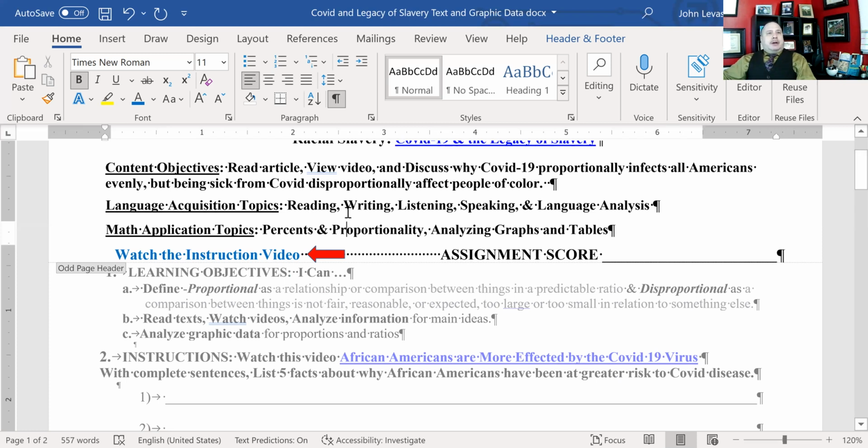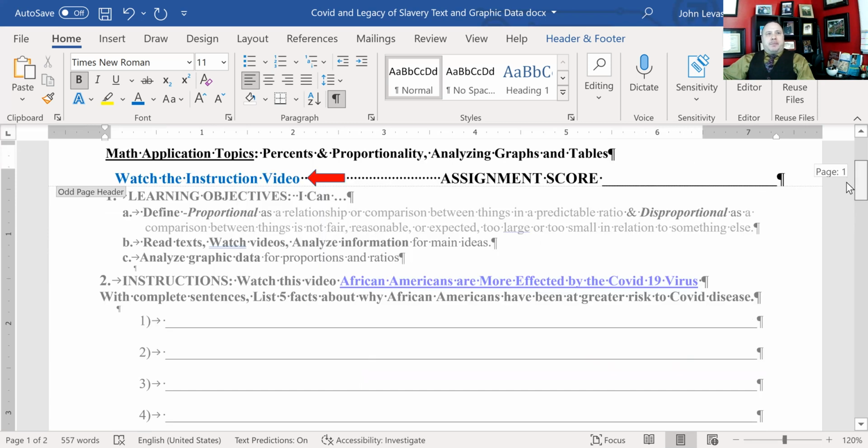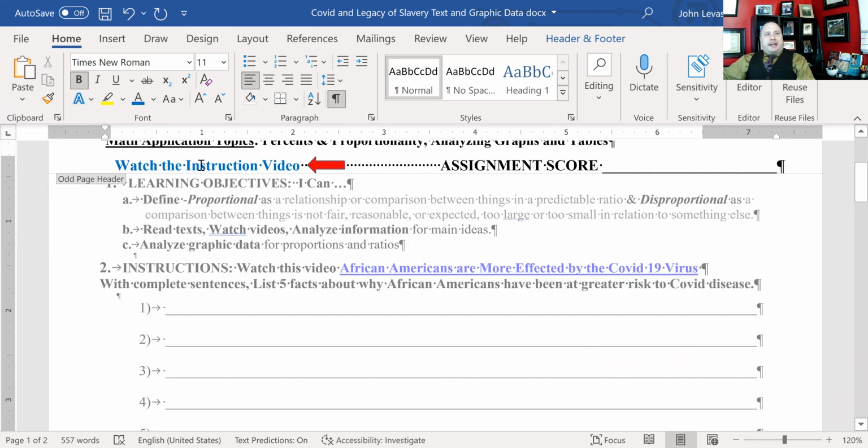And we'll be working on language skills: reading, writing, listening, speaking, and analyzing language. And we'll look at a few math topics, percents and proportionality, and also analyzing graphs and tables. Here we have a link to this video that you're watching now. Please remember to start and stop this video as you see fit so that you can use this to learn and complete this assignment.